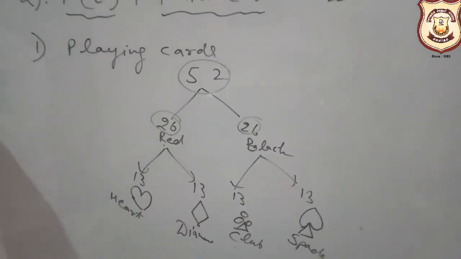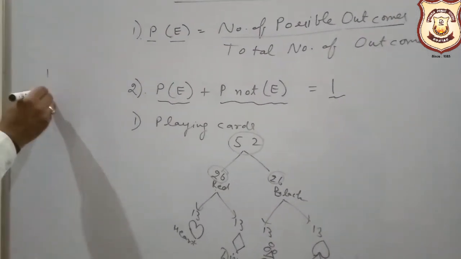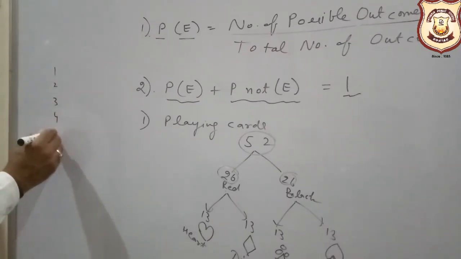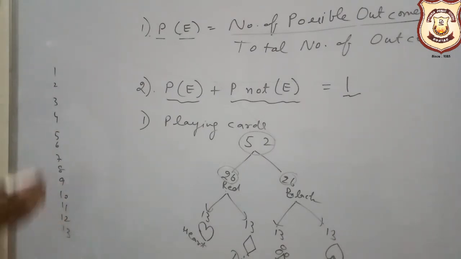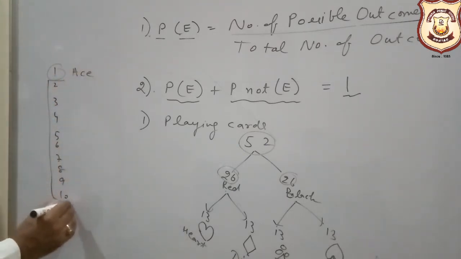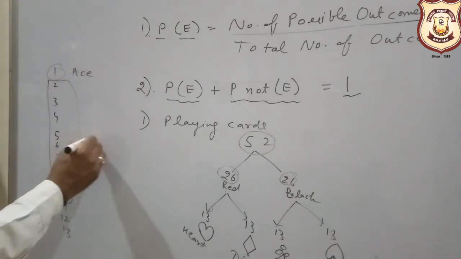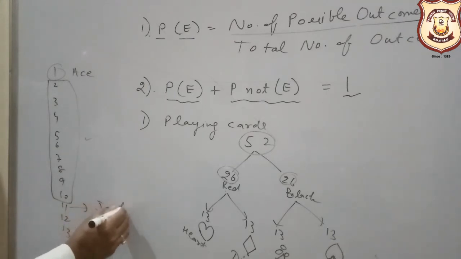After this, students, see, playing cards are numbered from 1 to 13. 1, 2, 3, 4, 5, 6, 7, 8, 9, 10, 11, 12, 13. 1 is known as ace, then 2 to 10 are represented with their numbers only. 11 is jack, 12 is queen, and 13 is king. So this one concept is of playing cards.